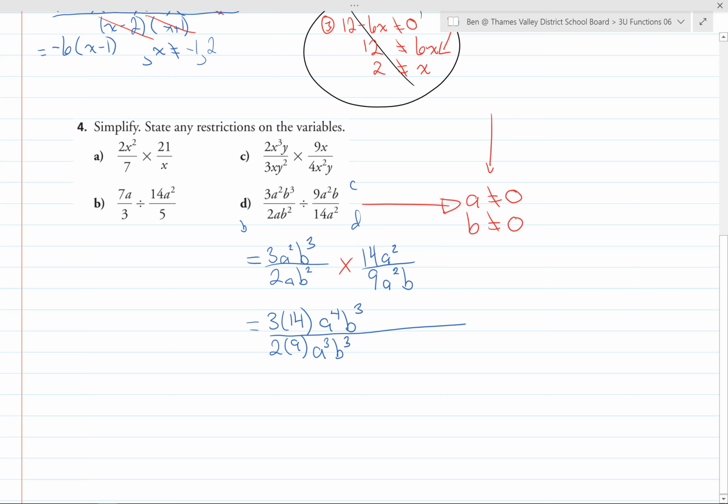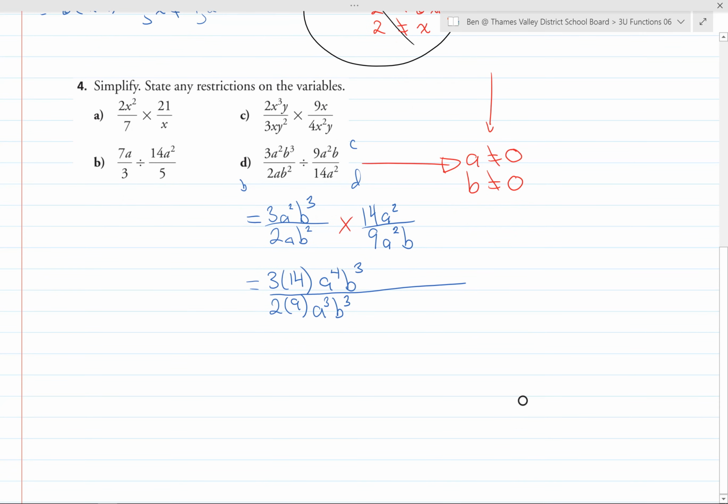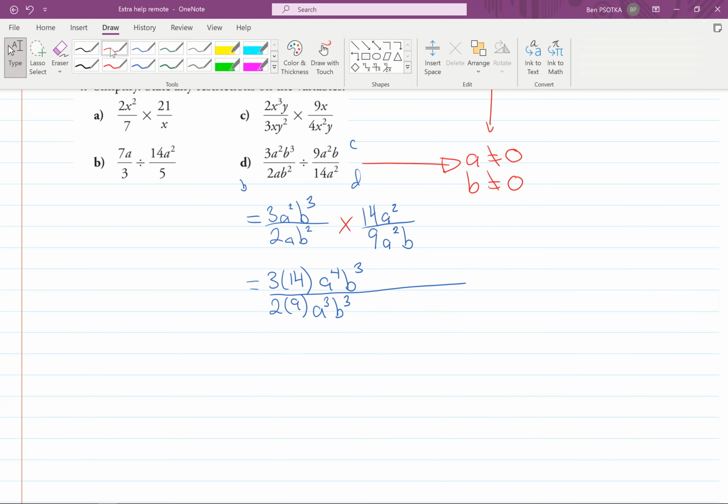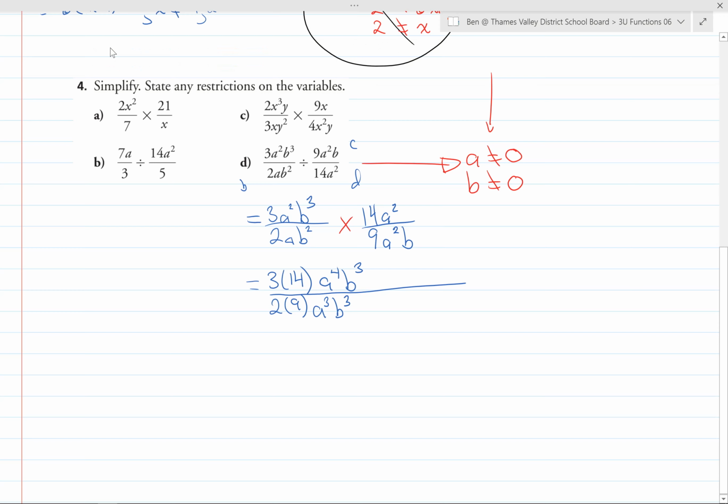Okay, perfect. We're moving forward. Again, we have already stated our restrictions. Since we've stated our restrictions, we can perform any cancellations. But before performing these cancellations, I'm going to try performing my division. So I can see 14 divided by 2, that's 7, and 9 divided by 3, that's 3. Perfect. Then I look at my cancellations.